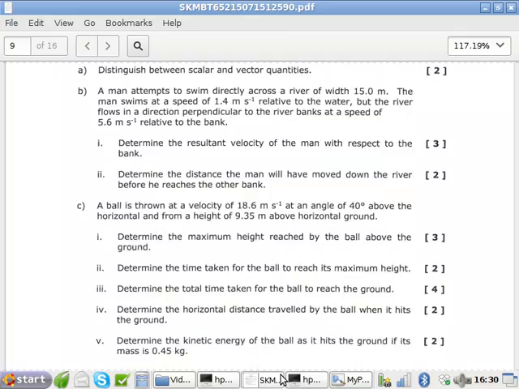Scalar contains only magnitude, but vector quantity has magnitude and direction. Examples: speed, scalar. Velocity, vector. So that's part A done.